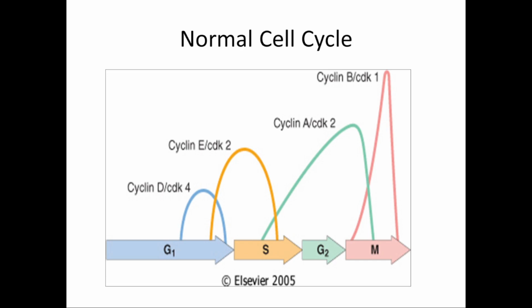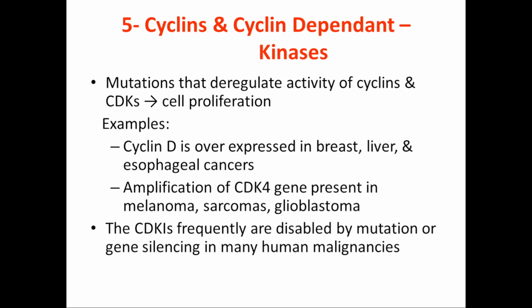So cyclin D is important in the progression of the cell from G1 to the S phase. It is overexpressed in breast, liver, and esophageal cancers. Amplification of cyclin-dependent kinase 4 is common in melanomas, sarcomas, and glioblastomas. Cyclin-dependent kinase inhibitors are disabled, with overactivation of the kinases. They are frequently disabled by mutations or gene silencing in many human malignancies.